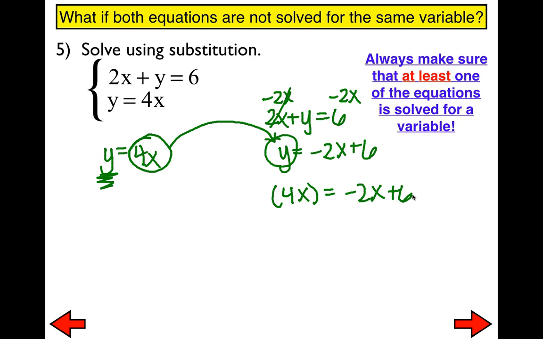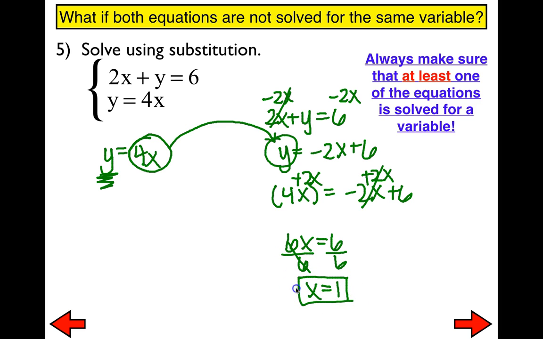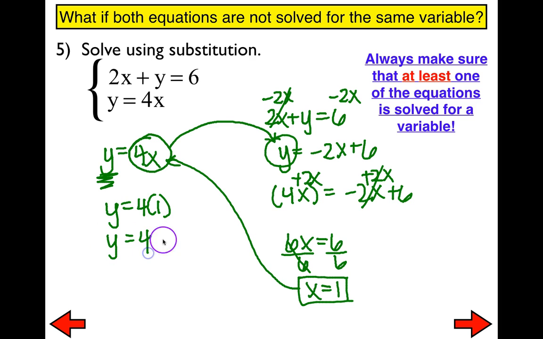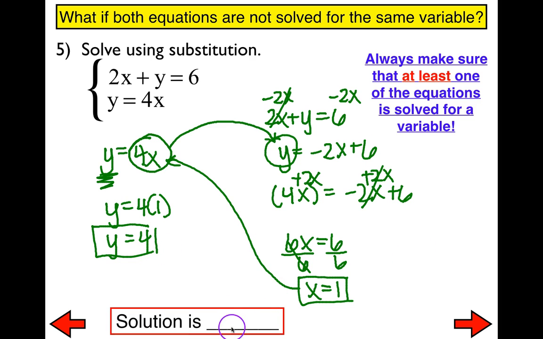Notice here, I do not have to distribute. I do not have to combine like terms. All I need to do is move my variable over to the left by adding 2x to both sides, leaving me with 6x equals 6. Now dividing off the coefficient, I'm left with x equals 1, but I'm not done. I need to plug that in for x. So that means y equals 4 times 1, so y is 4. I know the value of x, I know the value of y, so I think the solution is (1, 4).